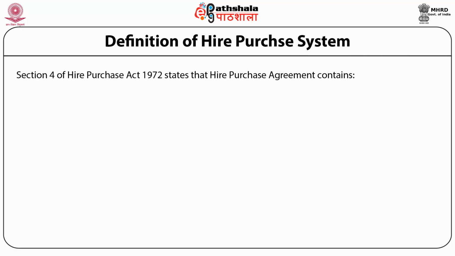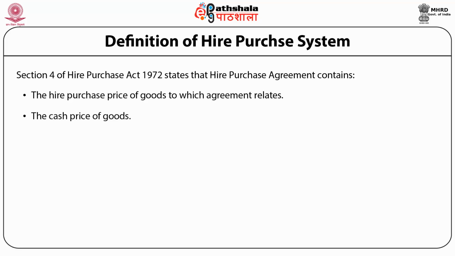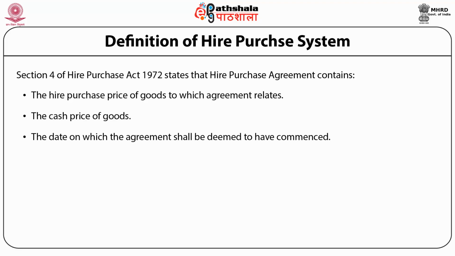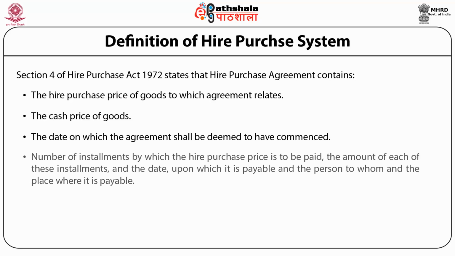Section 4 of Hire Purchase Act 1972 states that hire purchase agreement contains the hire purchase price of goods to which agreement relates, the cash price of the goods, the date on which the agreement shall be deemed to have commenced, number of installments by which the hire purchase price is to be paid, the amount of each of these installments, and the date upon which it is payable and the person to whom and the place where it is payable.